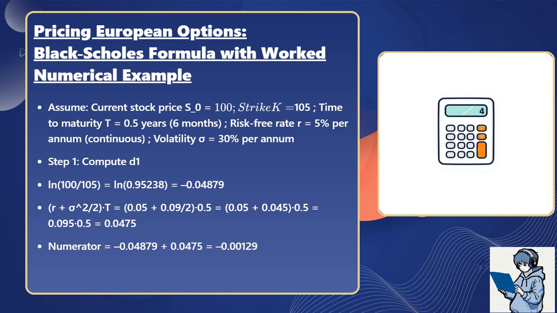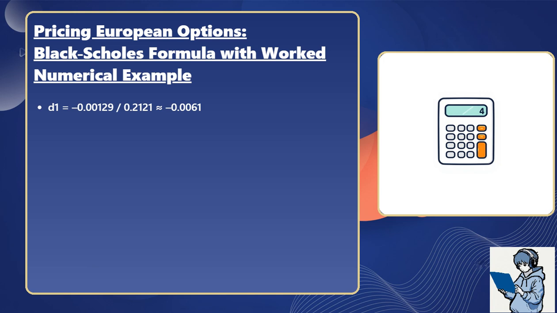The numerator equals negative 0.04879 plus 0.0475, which equals negative 0.00129. The denominator equals sigma times the square root of T, which is 0.3 times the square root of 0.5, equal to 0.3 times 0.7071, giving 0.2121. Thus d1 equals negative 0.00129 divided by 0.2121, approximately negative 0.0061.